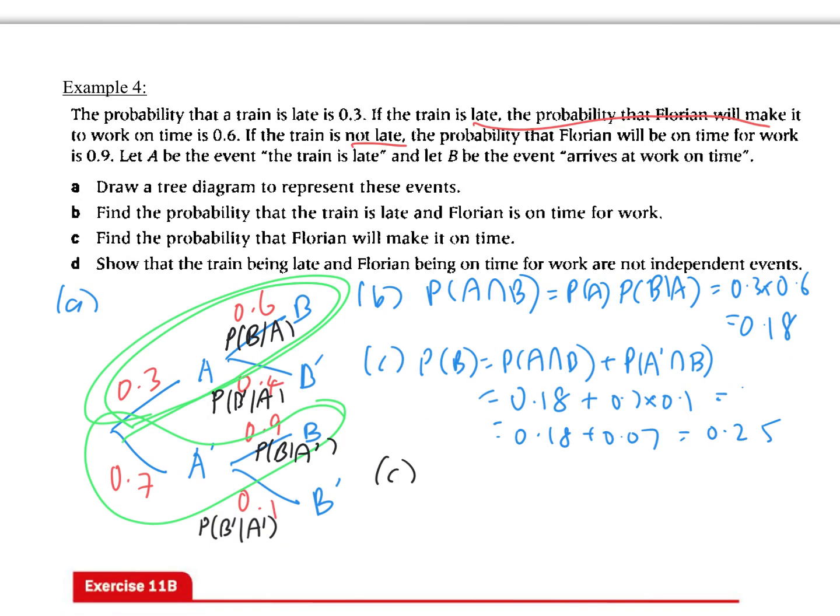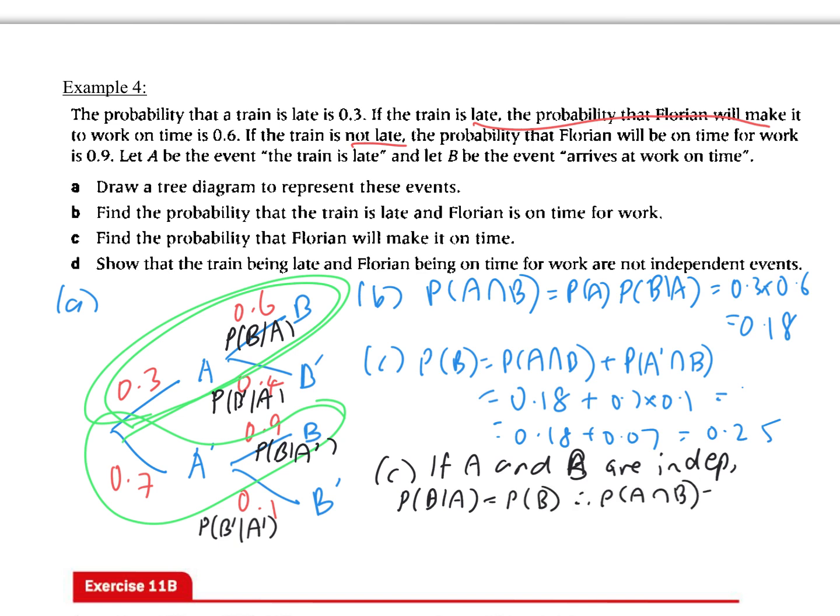For the next part, show that the train being late and Florian being on time for work are not independent events. So we want to show that if A and B are independent, we know that probability of B given A is equal to probability of B. That is, probability of A intersecting with B is equal to P of A times P of B.